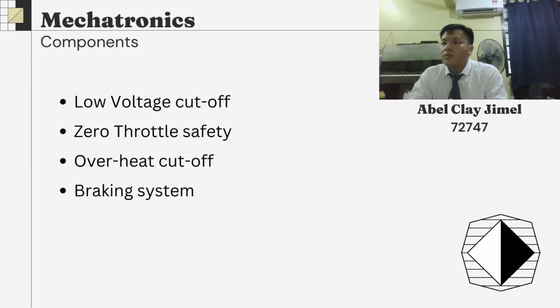These are the list of safety features that we include in our electric pump cutter tool. Firstly is the low voltage cutoff. If the lithium polymer battery is operating below 7 volts, the system will shut off. Second is zero throttle safety. Before we start the cutting operation, make sure the throttle is set to the zero position, or else the system will not work. Third is the overheat cutoff. If the motor is operating above 90 degrees Celsius, the ESC will automatically turn off for safety reasons.